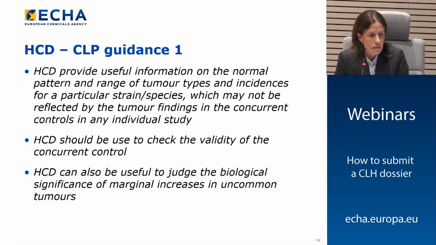So what does the CLP guidance say about historical control data? More or less what I said before: the historical control data provide useful information on the normal pattern or range of tumor types. Then the historical data should be used to check the validity of the concurrent control, and they can also be useful to judge biologically significant or marginal increases in uncommon tumors.